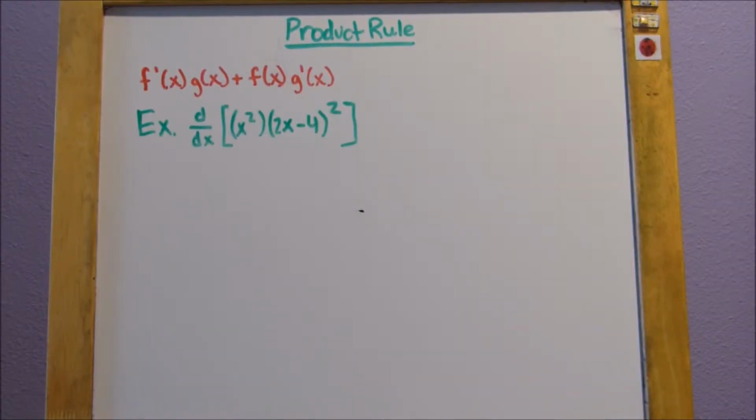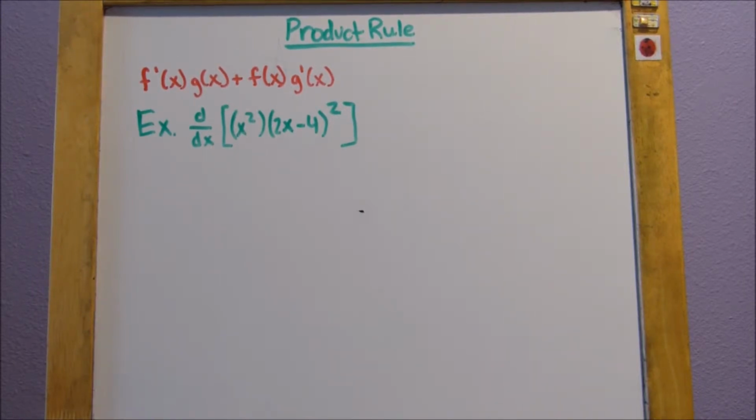Okay, so now we have another example problem. Here we're asked to find the derivative of x squared times (2x minus 4) squared. You're going to notice here, eventually you'll figure it out, that you have to use chain rule, right? Chain rule is where you take the derivative of the outside and then you take the derivative of the inside. I'll have a video link here somewhere to my chain rule video.